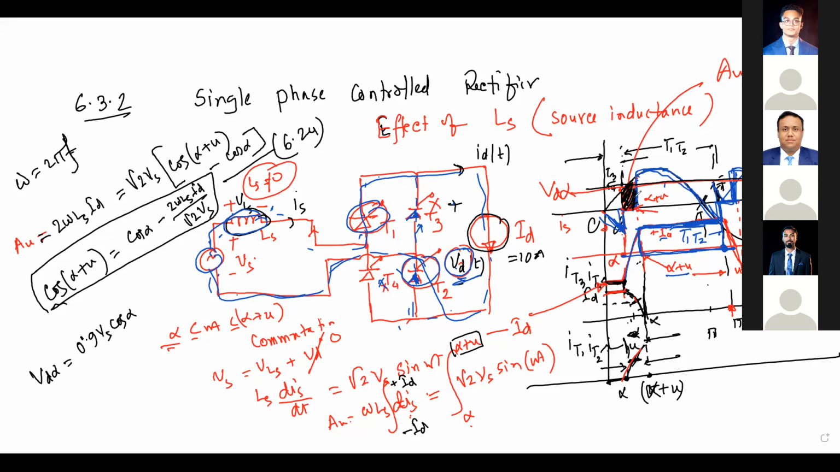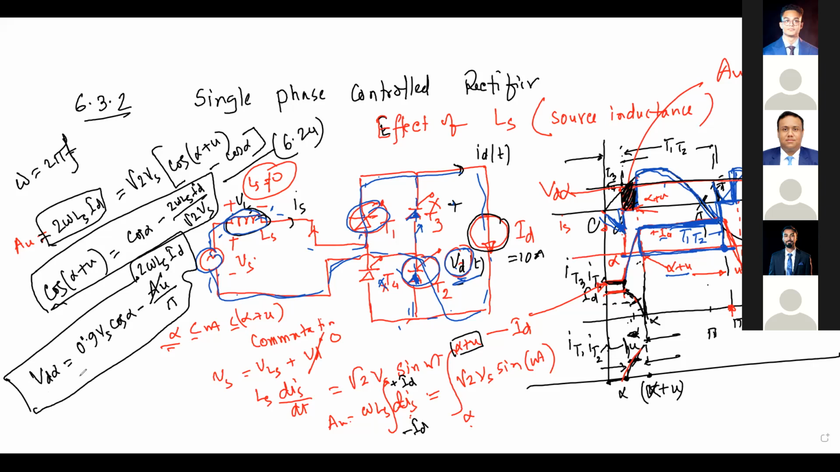We have lost this area, and we know that this area is 2 omega LS I. So minus AU divided by pi will be your average value. So AU can be divided by 2 omega LS I. So this will be your equation number 6.26 of this book. So we got two equations: one is for the commutation angle, another is for the average value.